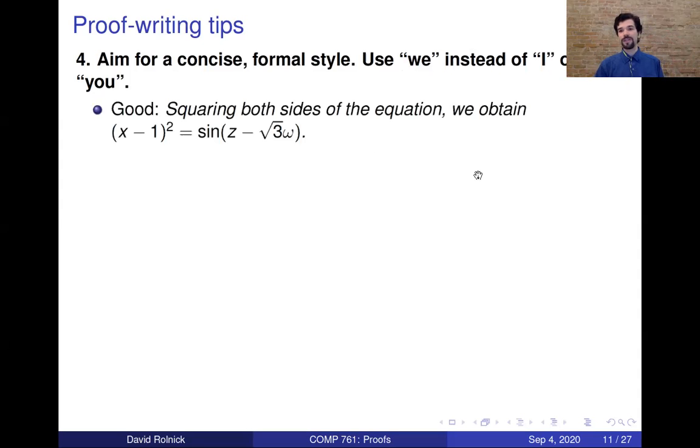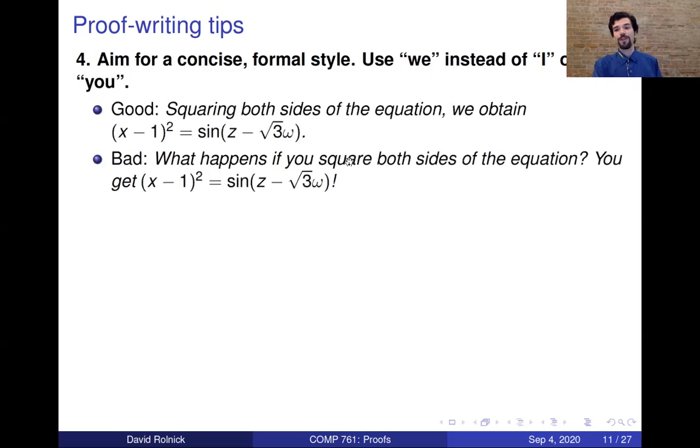In general, the pronouns are not the most important thing, but having a concise style and ideally a formal style is pretty good. So for example, squaring both sides of the equation, we obtain this. You sometimes get very enthusiastic proofs, like: what happens if you square both sides of the equation? You get this. I quite understand where that's coming from. It's sort of stream of consciousness. This is how you did it, and you want to communicate that.